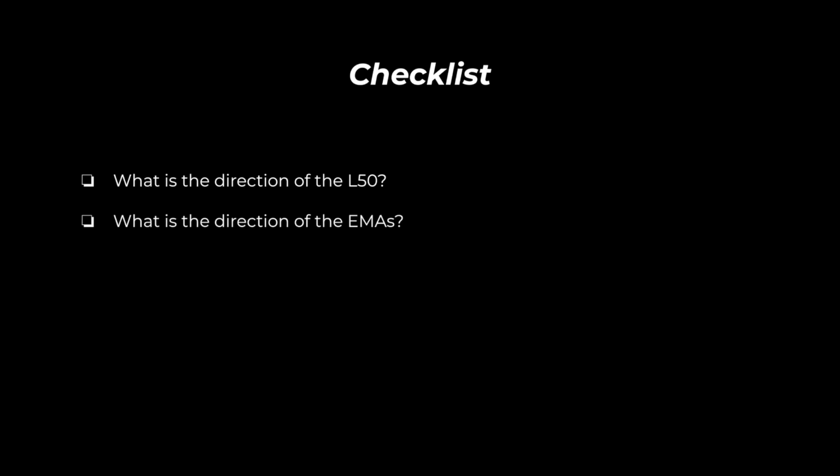The checklist that you're going to use every day, first question, like I said, is going to be, what direction is the liquid 50 telling me to trade? Is it in the buy zone? Is it in the sell zone? Is it swapping zones? Is it right at the stationary 50 value? Of those four, where is it? That's going to be the first question that you want to ask yourself.